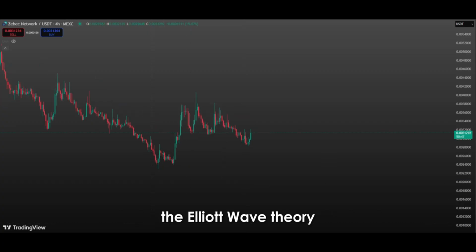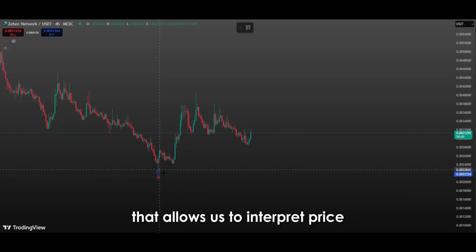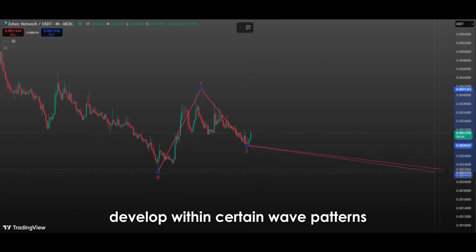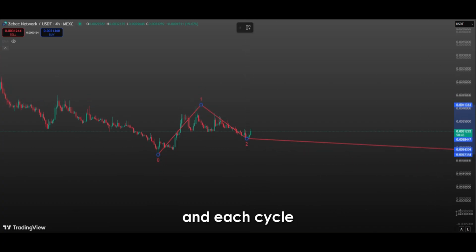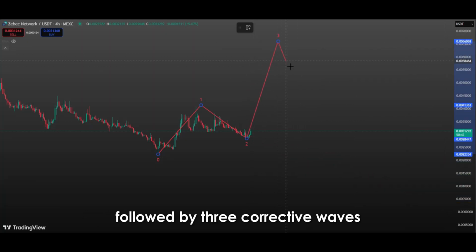The Elliott wave theory is a highly powerful and effective analytical tool that allows us to interpret price movements in financial markets through wave structures. According to this theory, price movements in the markets develop within certain wave patterns, and each cycle typically consists of 5 main impulse waves followed by 3 corrective waves.